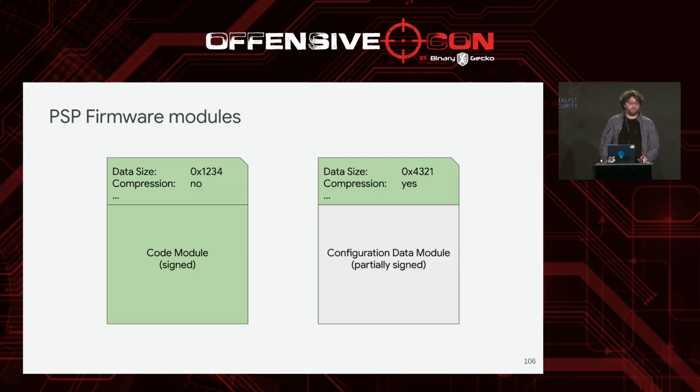There are different types of modules. There are code modules that are fully signed, as you would expect, but there are also configuration data modules that are only partially signed. In this case, only the header is signed. What does the header contain? The header contains some fields, for example, the size of the module and whether compression is used or not. What's important is it does not contain information about what type of module this is or what the identifier is. That's only in the directory.